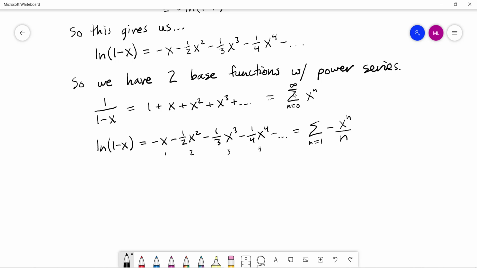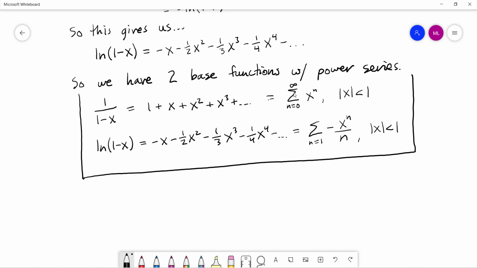And so there's a representation for this natural log function. Both of these, again, assume that the absolute value of x is less than 1. So let me just erase these little indexes down here and box these. These are two useful power series that we now know based on the given properties.